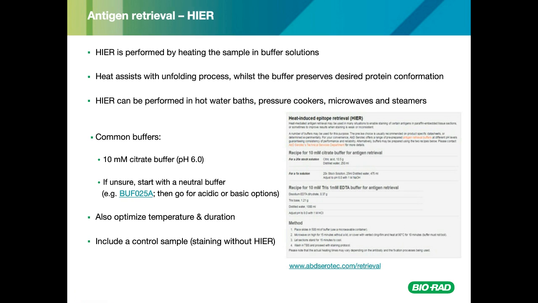Alternatively, if you are intending to detect an antigen for the first time, you could start with a commercial buffer, such as buffer 25A, which is a neutral buffer. Depending on the experimental outcome, replace the buffer with either a more acidic or basic buffer. In addition to pH, the temperature and duration of the HIER procedure are also critical parameters and have to be optimized. In order to evaluate the effectiveness of your retrieval method, include a control sample in your experimental design, for which you do not perform HIER. We will come back to the importance of that control in the troubleshooting section.